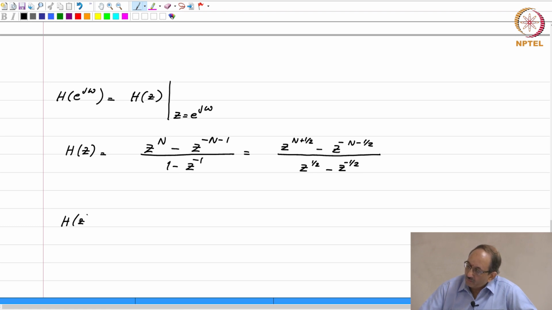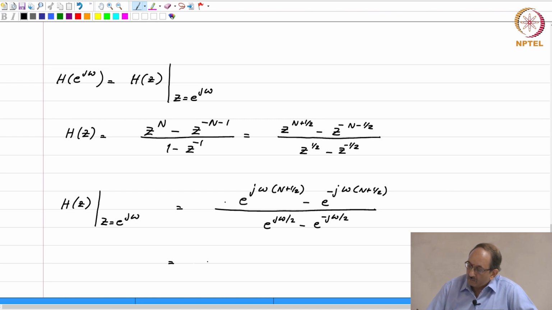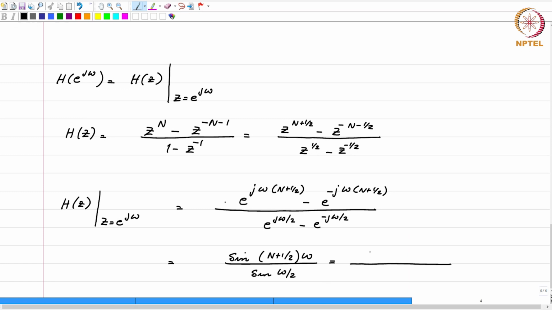Therefore, now if you replace z by e to the j omega, this becomes e to the j omega n plus half minus e to the minus j omega n plus half by e to the j omega by 2 minus e to the minus j omega by 2, and this is nothing but sine n plus half omega by sine omega by 2, and this is also commonly written as sine 2n plus 1 omega by 2 by sine omega by 2.